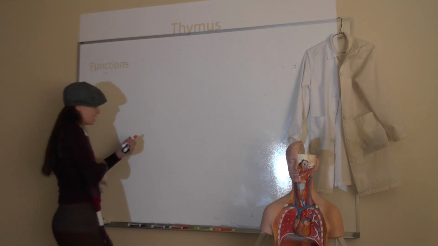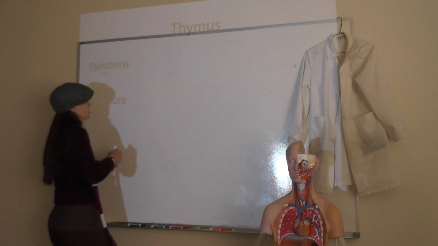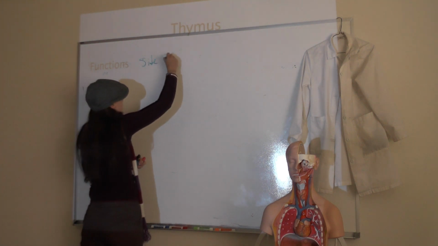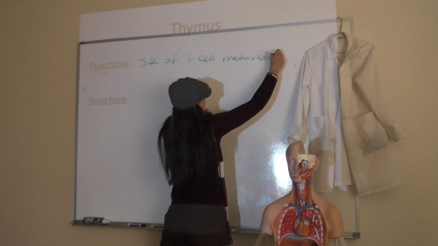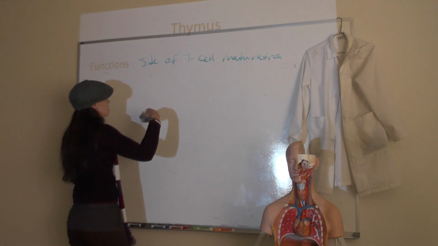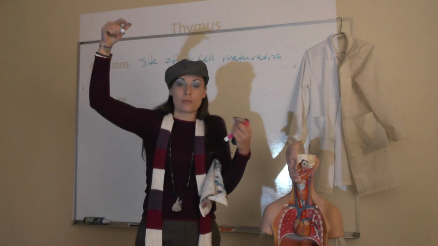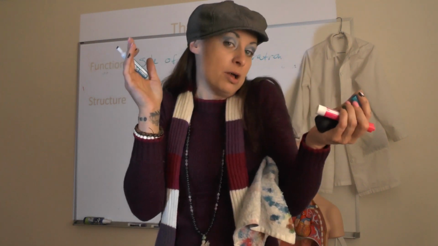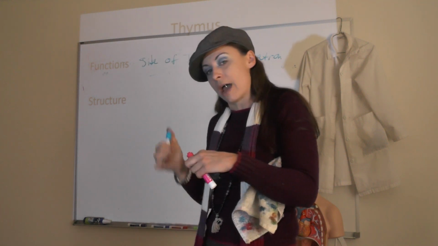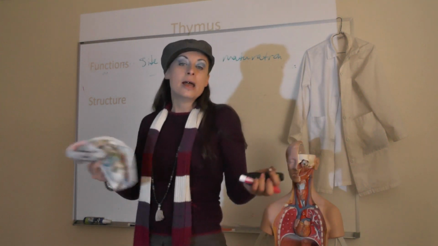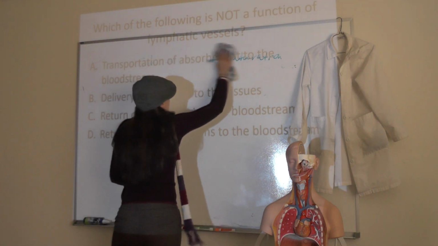The function is that it helps with T-cell maturation. So it is the site of T-cell maturation. So this is where T-cells go and learn to, well, we see, can they recognize antigen at all? And then do they respond to self-antigen? So those are the two questions that are asked in the thymus, and we'll talk about that with the immune system and T-cell maturation.